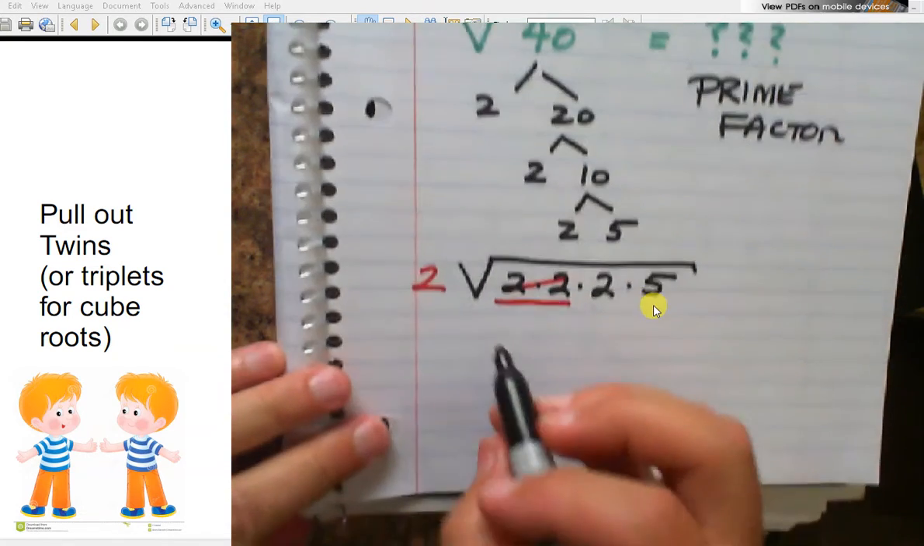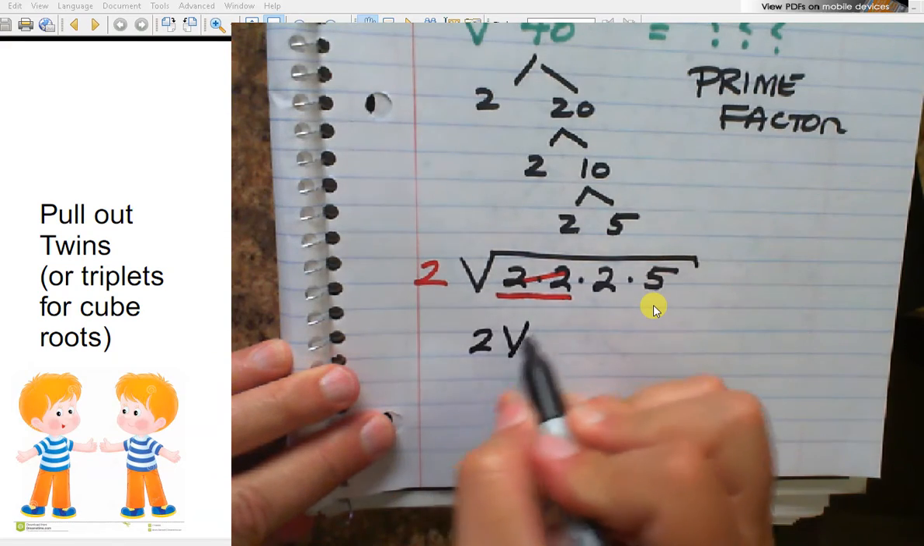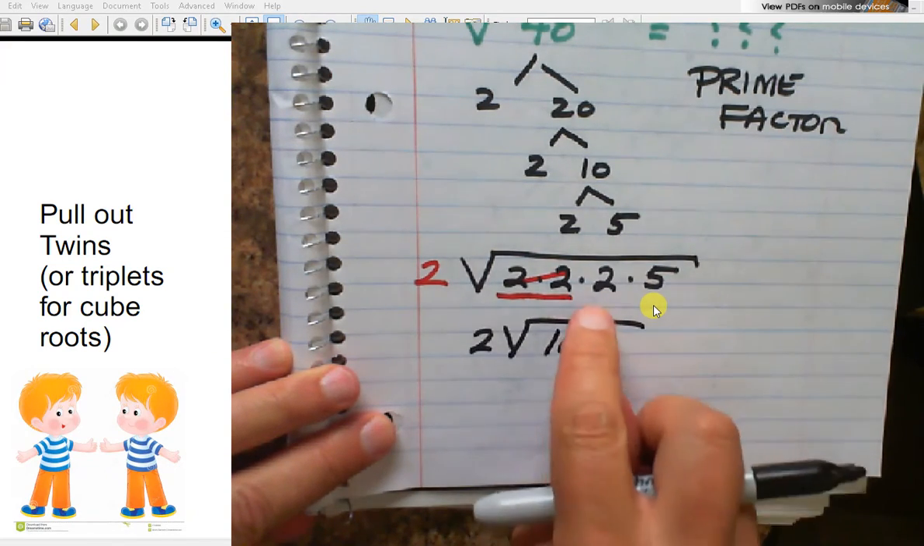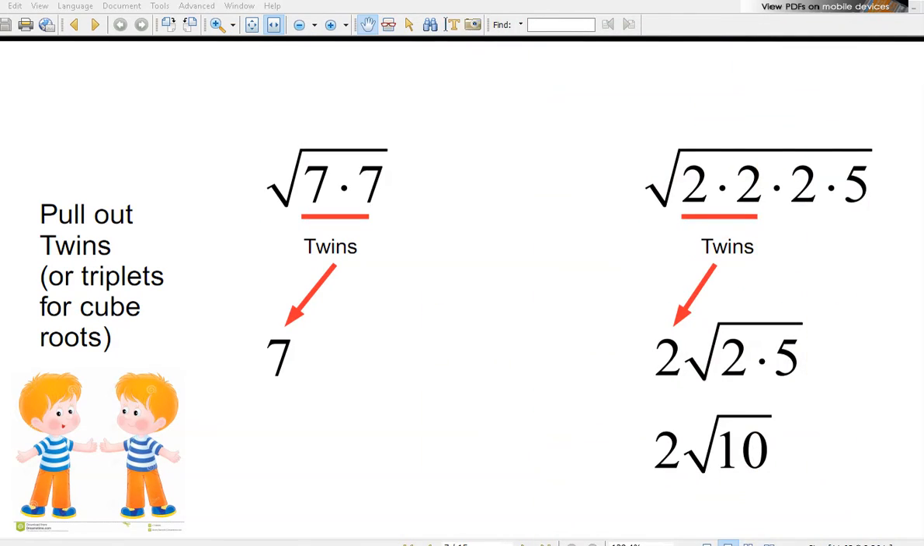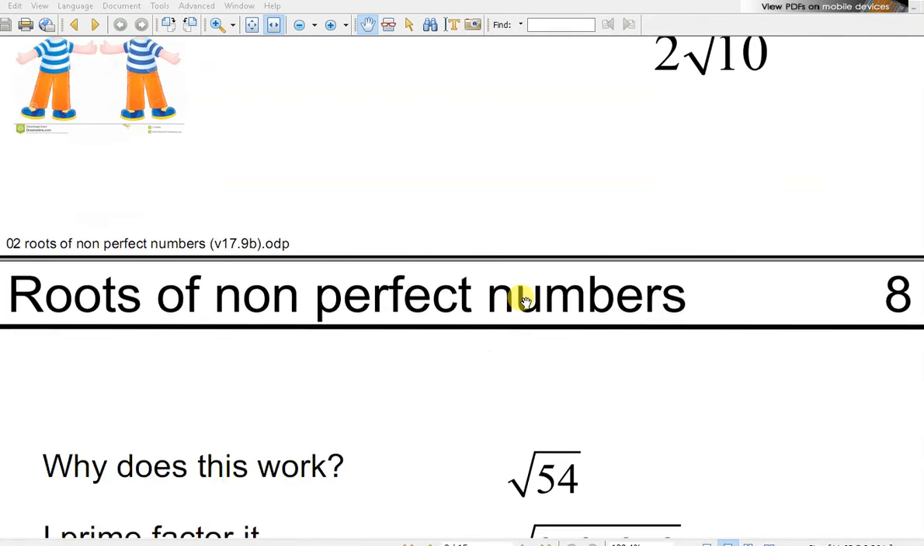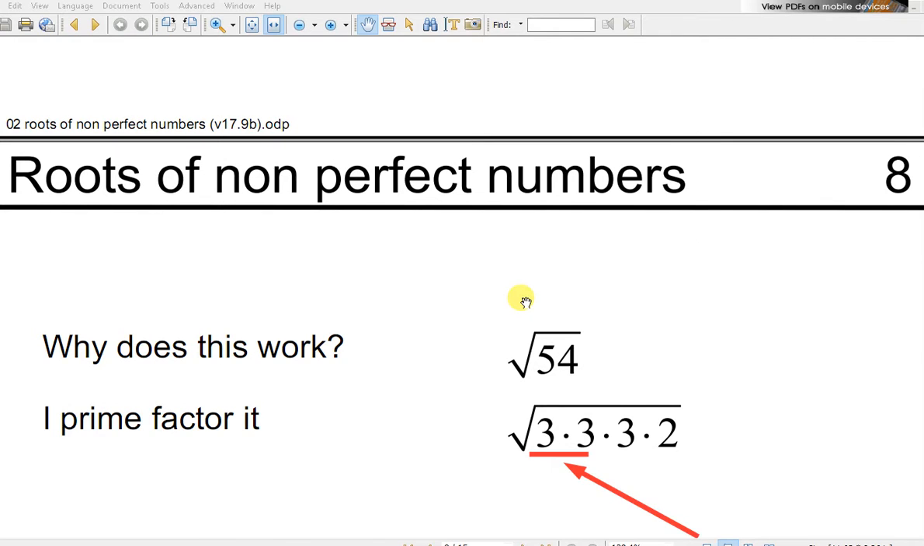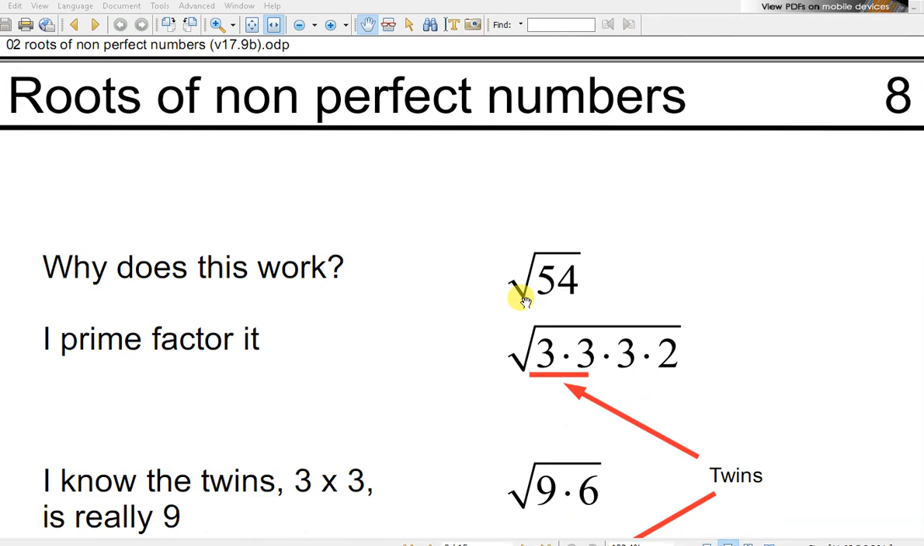So here, my final answer would be 2 square root of 10, because 2 times 5 is 10. So I prime factor it, and I pull out the twins. Pull out pairs. Let's do another one. The square root of 54. We'll do this one in our notes.